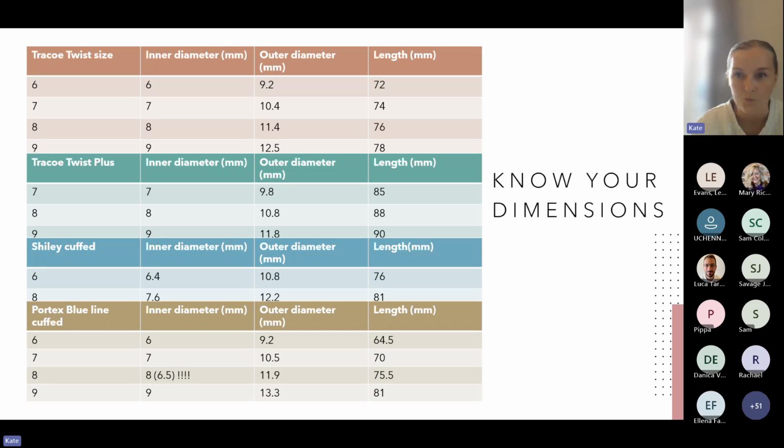So it's just important that you know your tubes and that you're aware of the actual sizing, because picking a size 8 doesn't necessarily mean you're getting a size 8 inner diameter. So it's really, really important.